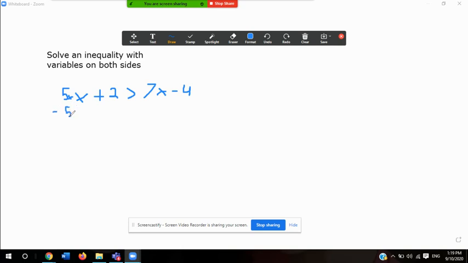So if I subtract 5x, this cancels out here. And I do the same thing on this side, 7x minus 5x. This cancels out, and that would be 2 is greater than, and 7 minus 5 is 2x, so that would leave me with 2x minus 4. Now, what I want to do is get rid of the minus 4 so that everything stays positive. So obviously, I just add 4 on both sides.